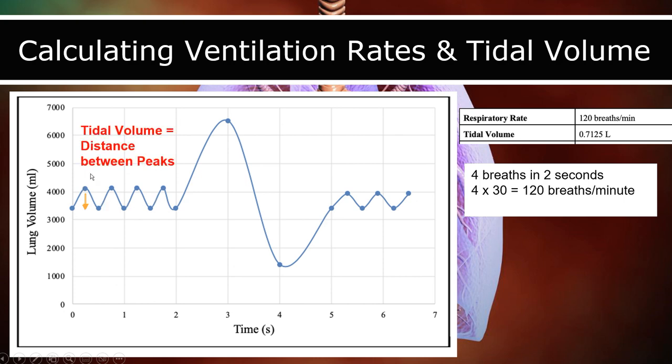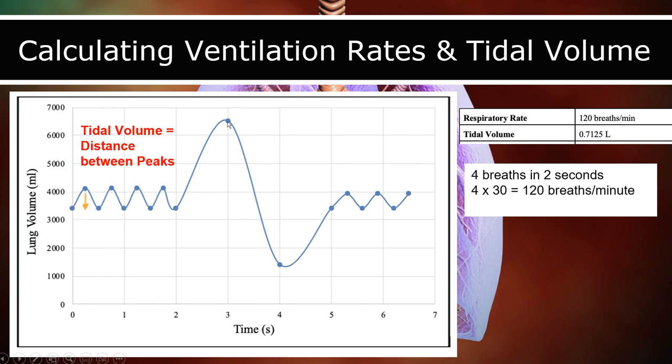So the other thing is tidal volume, right? And tidal volume is the distance between the peaks. So for this breath, you would be looking at how much volume it is at the peak, which is around, I don't know, say 4.1, minus what the volume is in the middle, which looks to be around 3.5. So if I subtracted 4.1 minus 3.5, I might end up with something like 0.7125 liters. Something like that would be the tidal volume of this peak here.